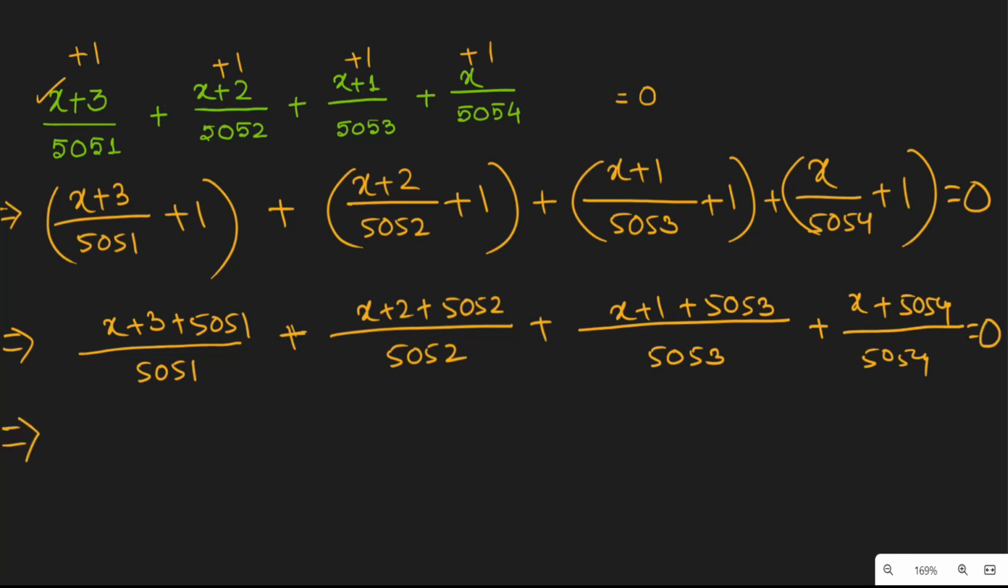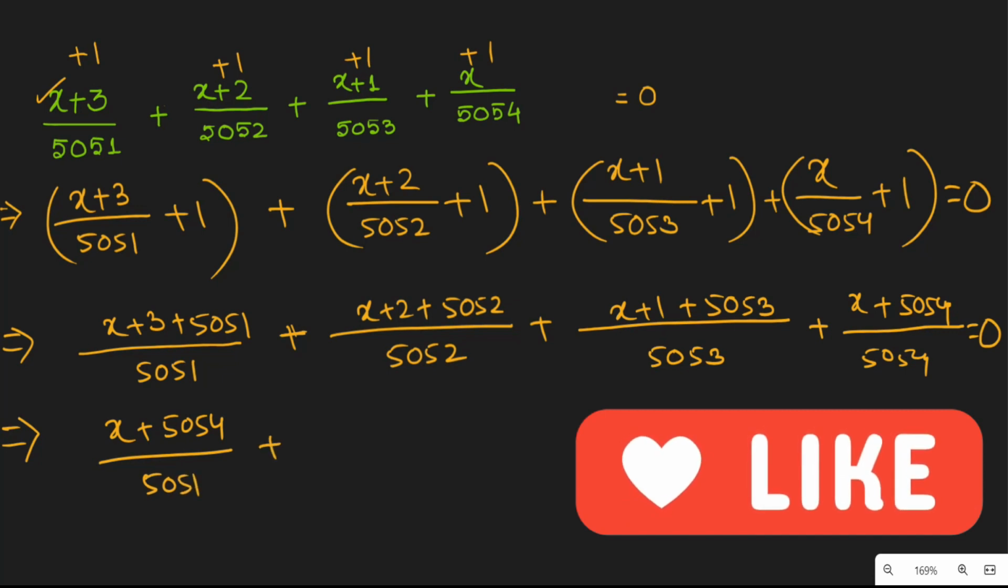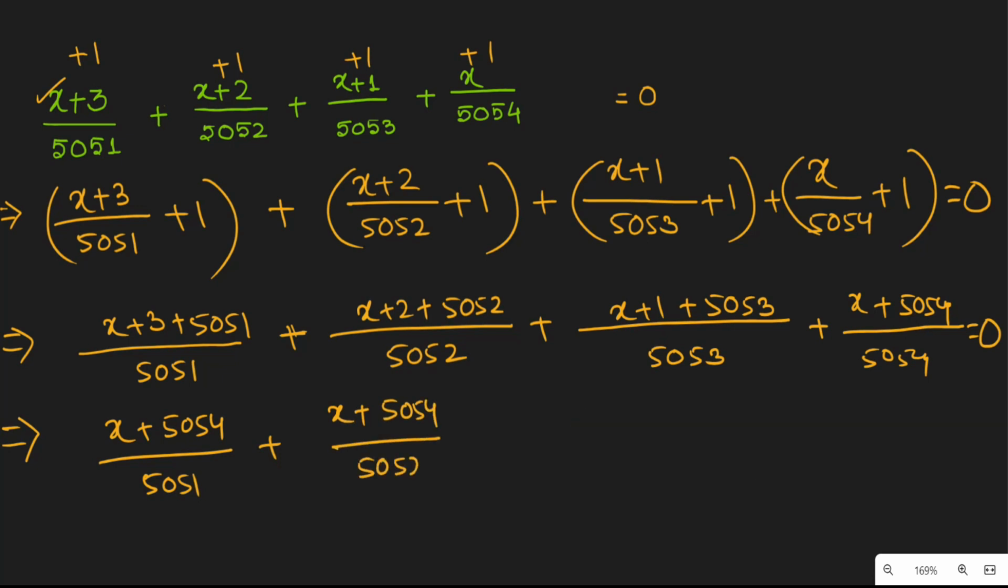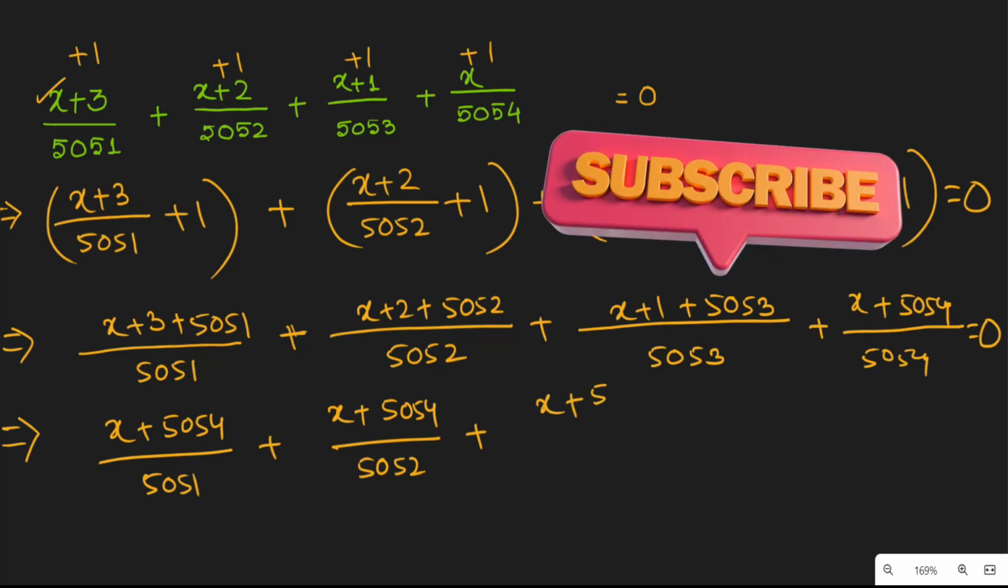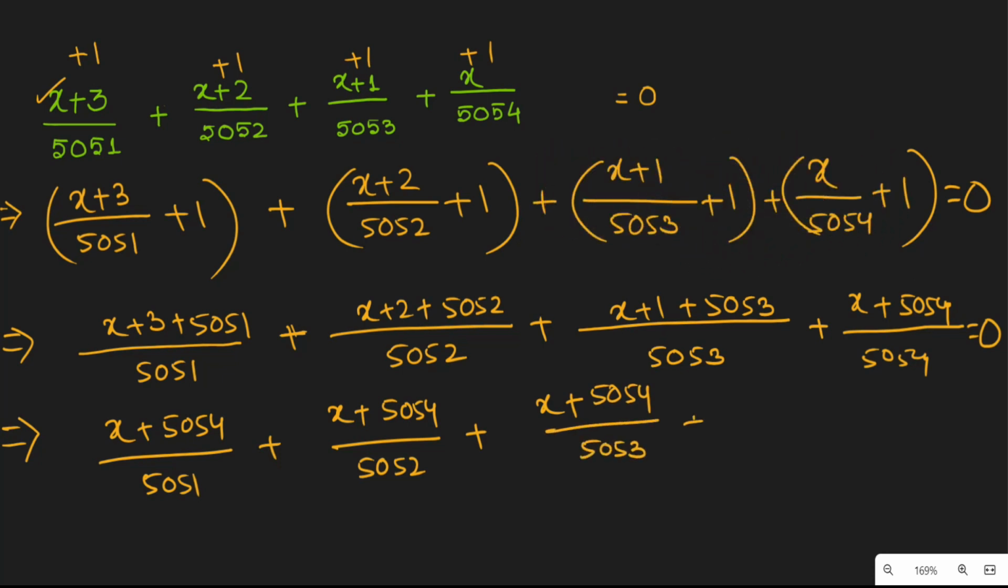Now we can simplify this as (x+3+5051), that is (x+5054)/5051, plus (x+2+5052), that is (x+5054)/5052, plus (x+5053+1), that is (x+5054)/5053, plus (x+5054)/5054 is equal to 0.